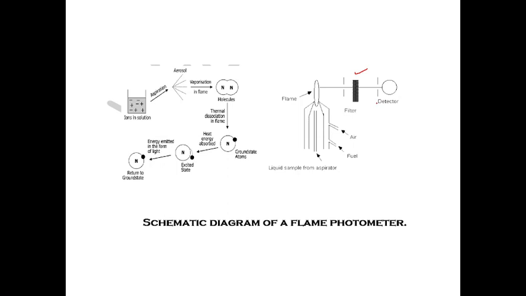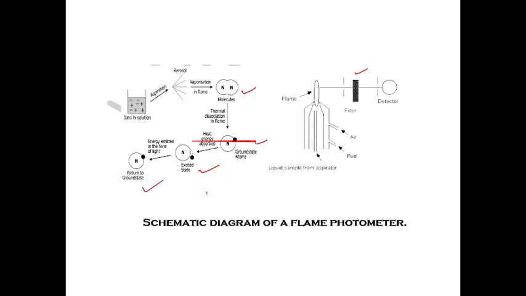First, there will be aspiration, that is your solution will get into small droplets, and then there will be desolvation, that is removal of the solvent, and solid analyte particles will be there. Then there will happen volatilization, that your analyte particles will get converted to gaseous state, and then there will be atomization, that molecules will get converted to atoms. With more energy, some of the atoms get excited, and when they come back to the ground state, they will emit energy of the characteristic wavelength.